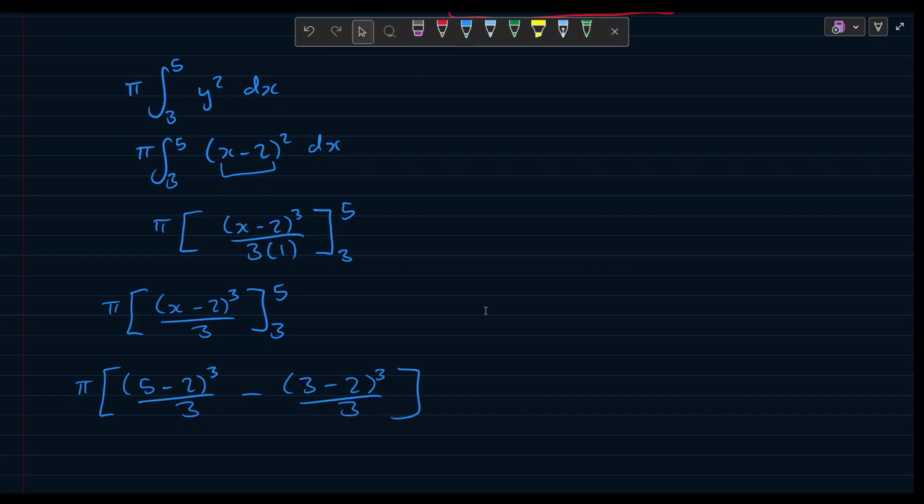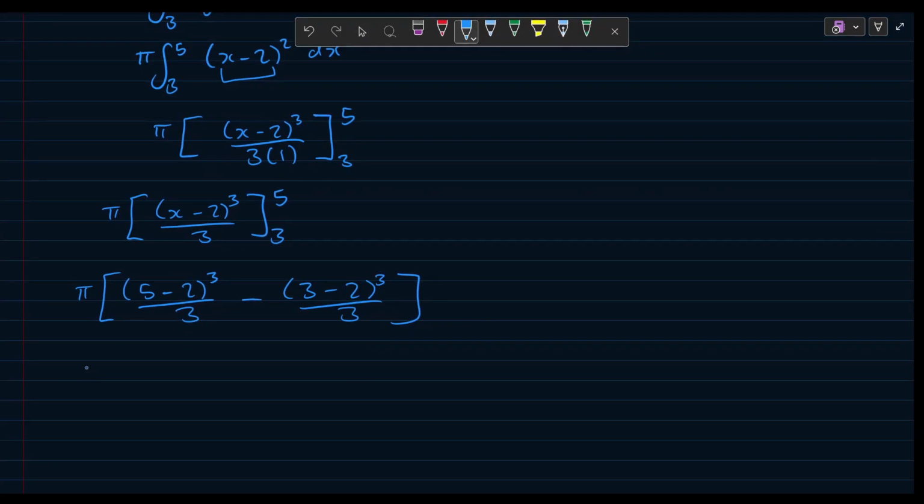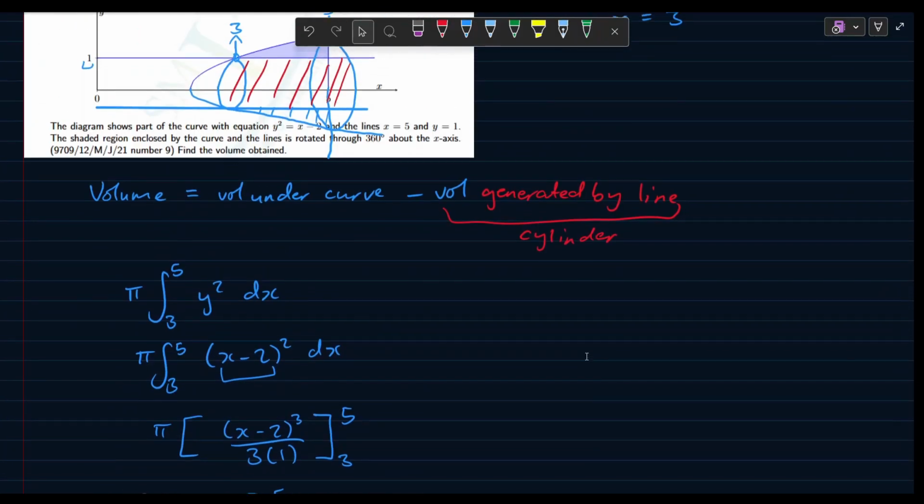Alright, and so let's simplify. So pi, 5 minus 2, that's 3 cubed, 27 over 3, that gives us 9, minus 3 minus 2 cubed over 3, so that's going to be 1 over 3. So that's 9 minus 1 over 3. So we get 26 over 3 pi. So this is the volume generated by the curve.